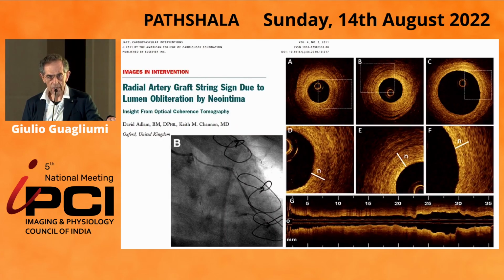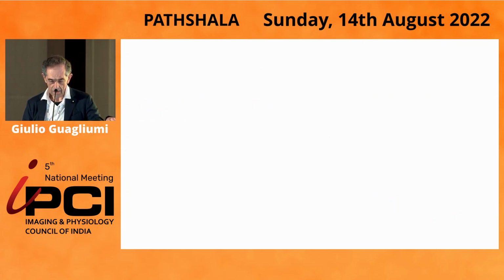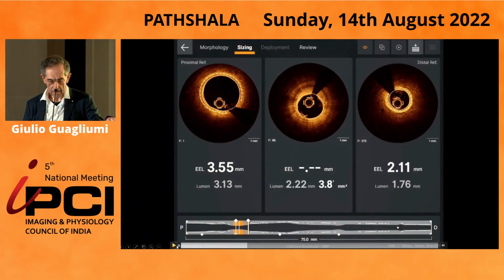This is what the literature said about the string sign, that normally it is only an increased amount of neointimal proliferation. And this is what the literature said. They say, well, this artery is very different compared to the ITA in terms of luminal narrowing and thickening. Here you can see what was done.